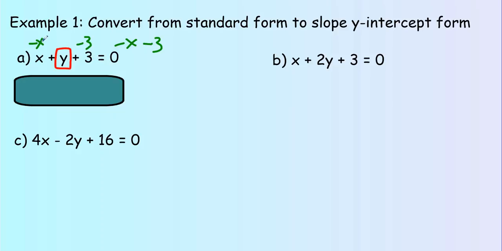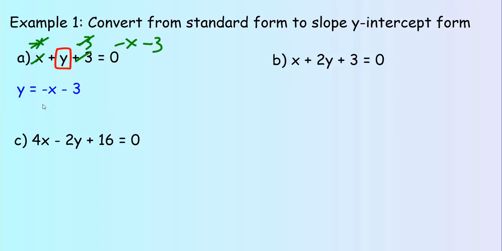And why did I subtract x? Because I want to get rid of it. x minus x is 0. 3 minus 3 is 0. And I want it to go on the other side of the equal sign. 0 means nothing, so I don't have to worry about doing 0 minus x minus 3. I can just simplify it to y equals -x minus 3.